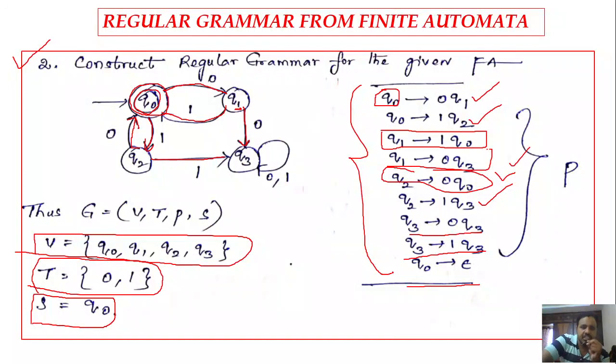So in today's session we discussed converting the regular grammar into finite automata and constructing the regular grammar from the given finite automata, right? These are the concepts which we have seen in today's session. In the next session we will discuss how to construct the regular expression from the given regular grammar. Okay. So thank you for attending this session.